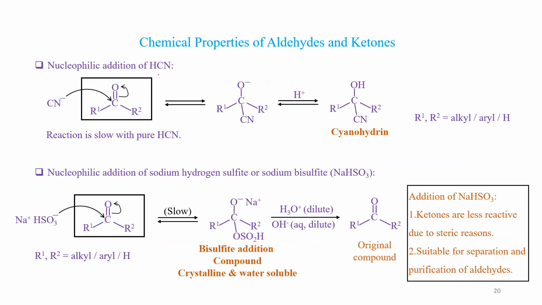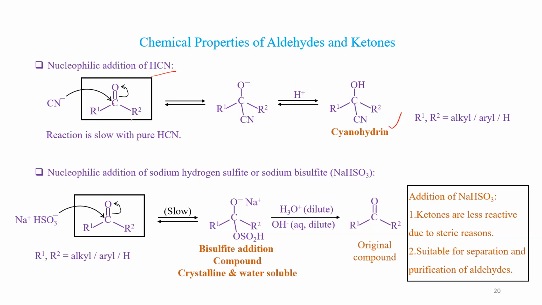Next, nucleophilic addition of hydrogen cyanide. Cyanide will attack this carbon, and pi electrons will go onto oxygen, so we get this intermediate. Initially this is an sp2 carbon, and here it is an sp3 carbon. So here it is trigonal planar geometry, whereas here it is tetrahedral geometry. This O minus will take H plus from the reaction mixture, because HCN is there. So it will form this compound, which is called cyanohydrin.